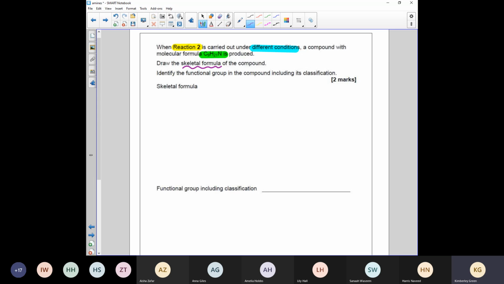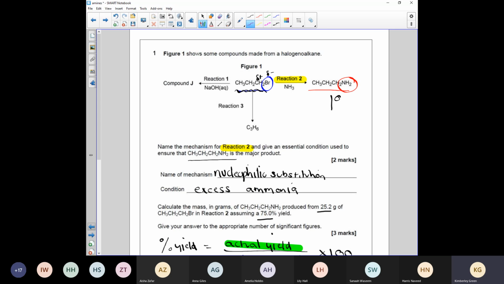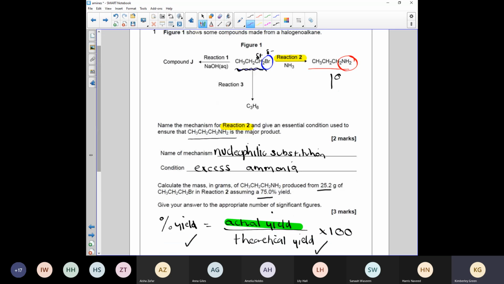Okay, so a lot of things could go a little bit wrong with this. We could get the wrong number of carbons, we could not know what the conditions are, and we might not be able to draw in skeletal. So a few little tricks in this one. So let's have a look at reaction 2.